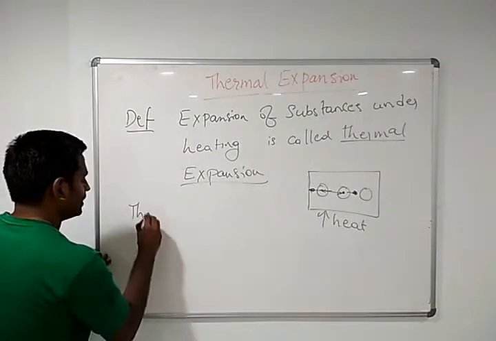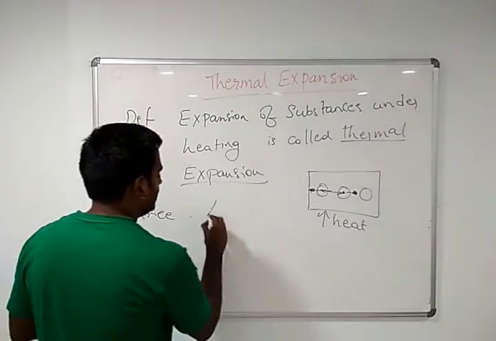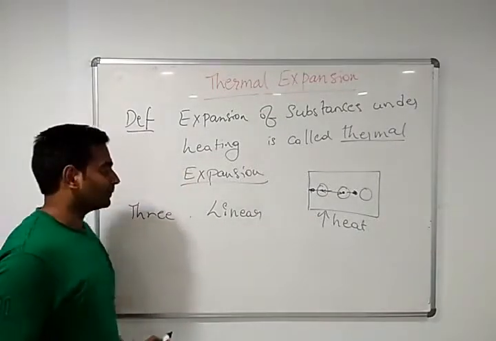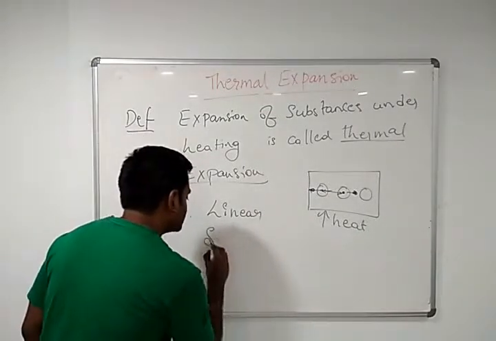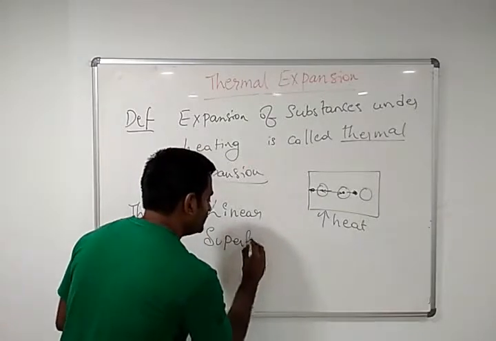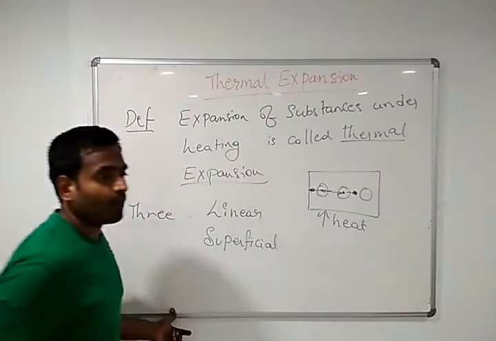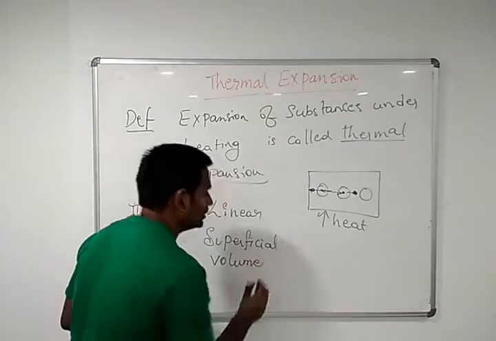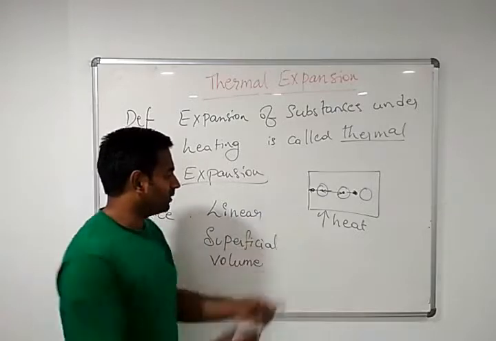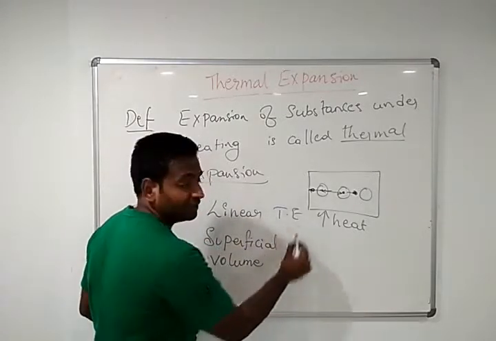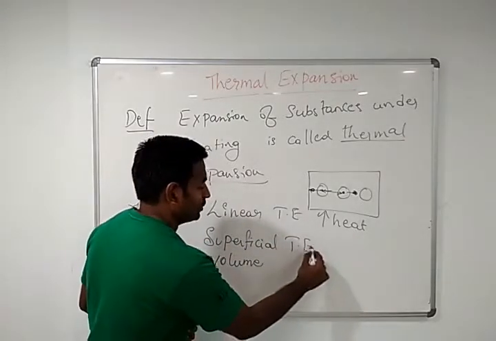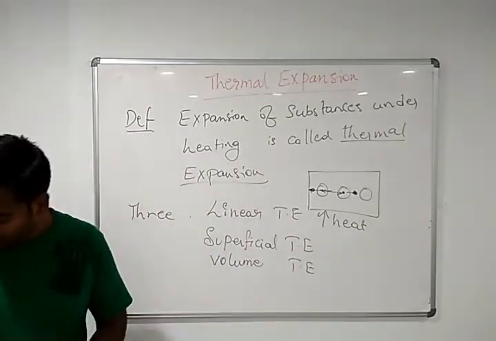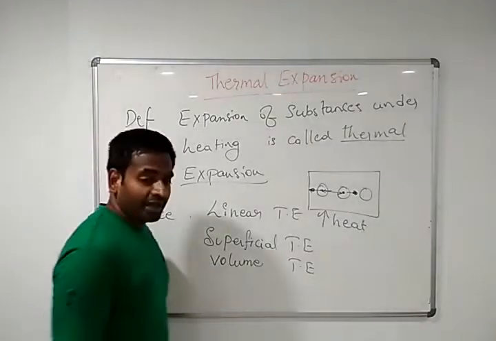So three types of expansions. What are those three types? One is linear thermal expansion. The second one is called superficial. Third one is called volume thermal expansion. Linear thermal expansion, I am writing in short TE. Superficial thermal expansion, volume thermal expansion. So those are the three types of expansions that we have.